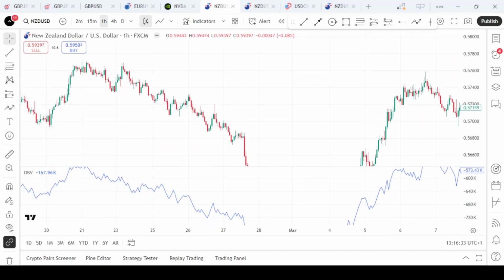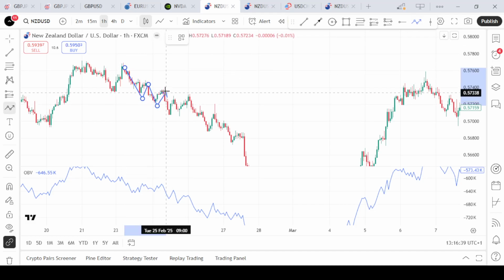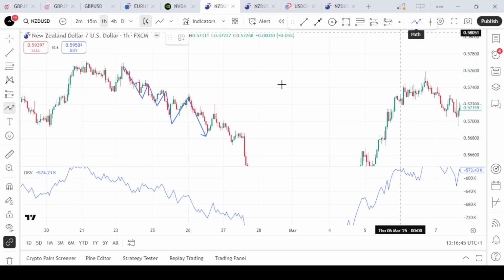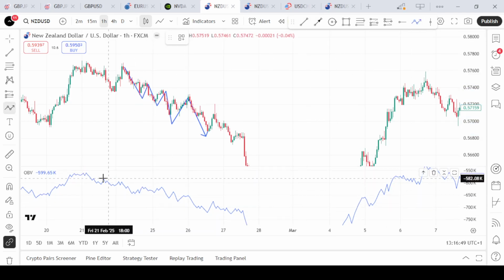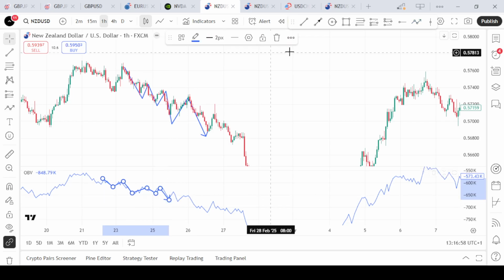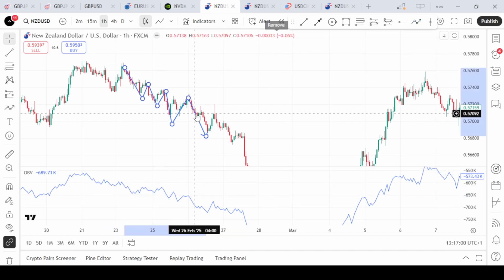As we can see from this area on the chart, price is making a series of lower lows, lower highs, lower lows, lower highs, lower lows, lower highs, and a lower low. Typical bearish setup move. Now you can look at the OBV indicator at that same area, making a series of lower lows, lower highs, lower lows, lower highs, lower lows, lower high, further confirming the bearish move.